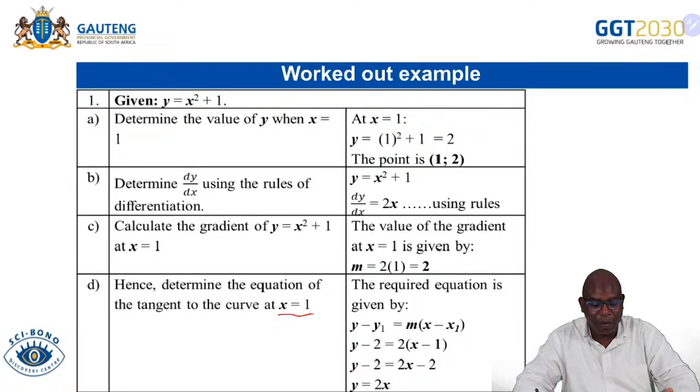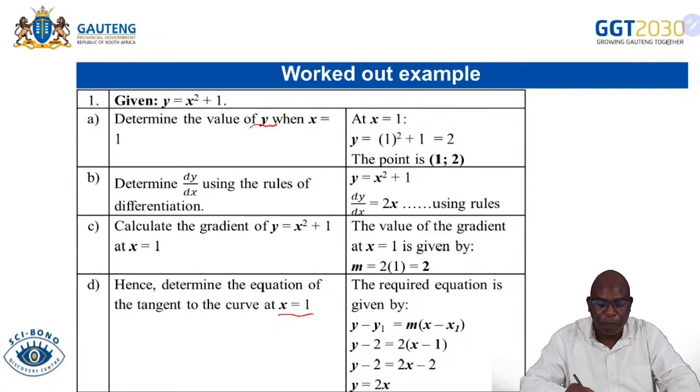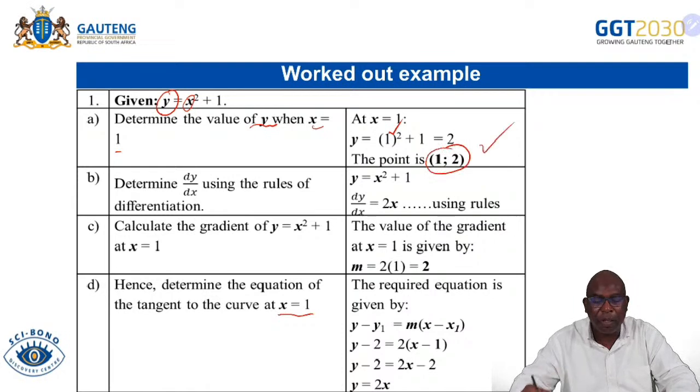First step that you need to do. First we need to find the y value when x value is equal to 1. So I need the y value. How do I get the y value? I substitute the value of x by 1. So the value of x must be substituted by 1. Then I'm going to get a point. Now, see, I have a point.